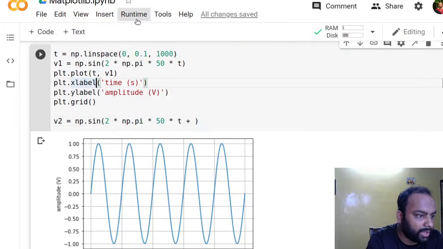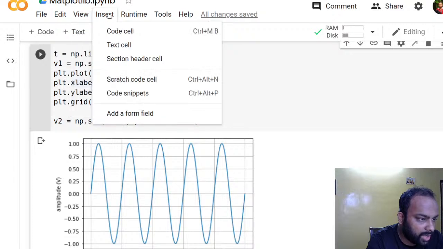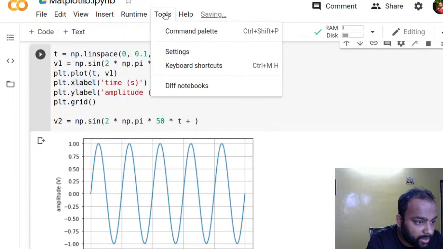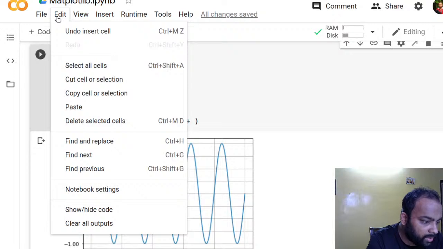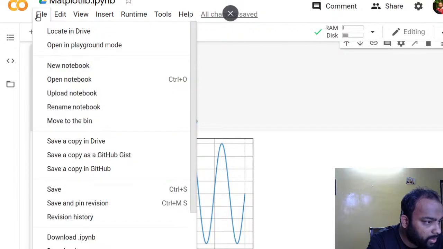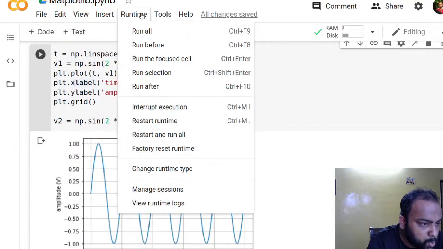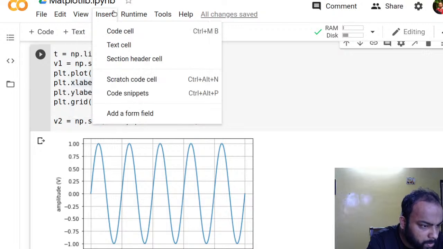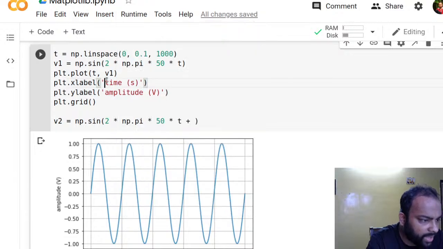This help menu is ruining me. Let me see. How can I stop the help menu? I don't know. Hold on a second. Notebook settings. Is there any? No. Hold on. Okay, we shall see that later on.